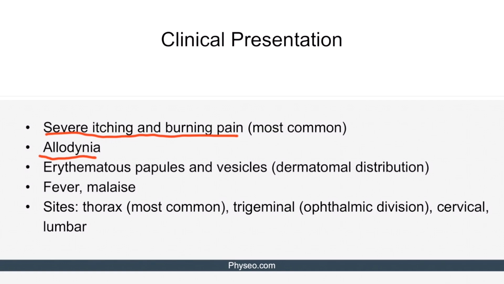Now, it typically has a unilateral dermatomal distribution, affecting 1 to 3 dermatomes. Fever and malaise may also be present. The most commonly involved site is the thorax. However, the ophthalmic division of the trigeminal nerve can also be involved, as well as cervical and lumbar regions.